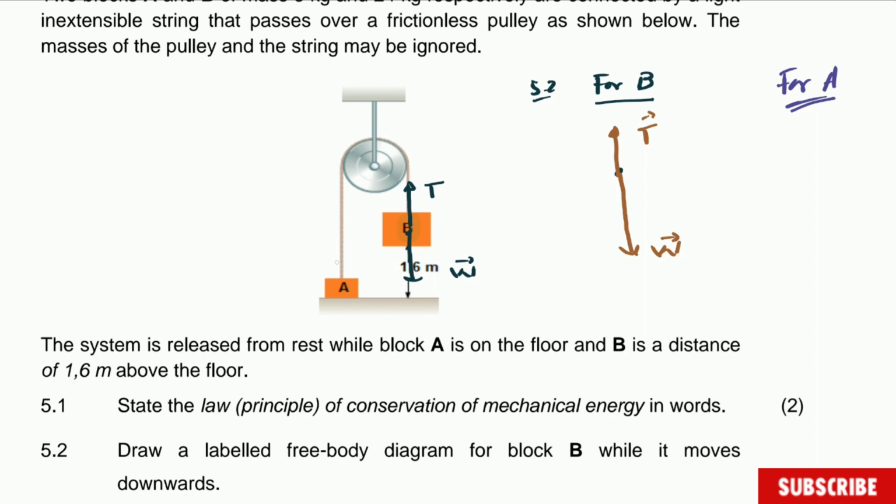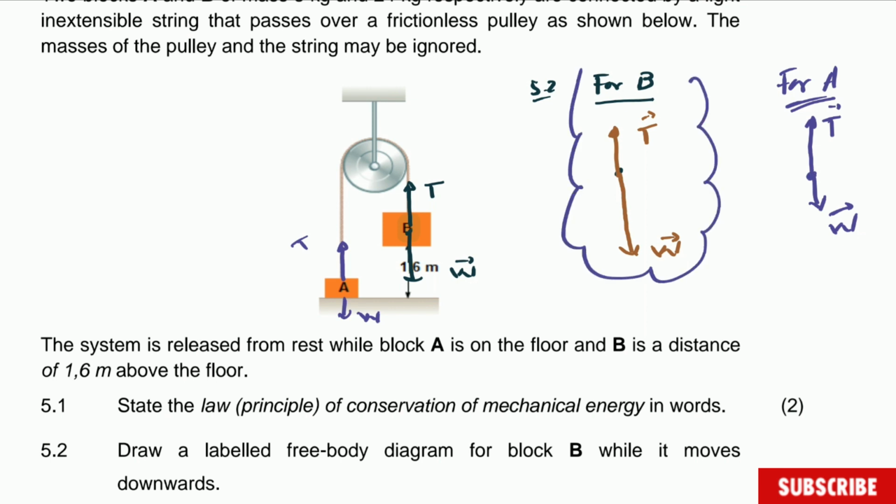Now for A, as it moves, remember it's not going to be right on the ground. You will have the tension pointing up and you will have weight pointing down. That will be for A. It will be very much the same. The only difference is the length of the vectors. In the first case, in B, W will be greater than T, and in the object A, T will be greater than W. But that is the situation. The question is for block B, so this one is the answer for that specific question.